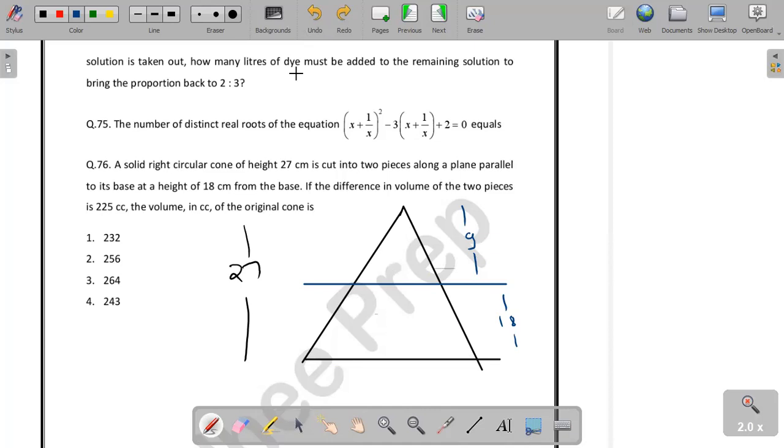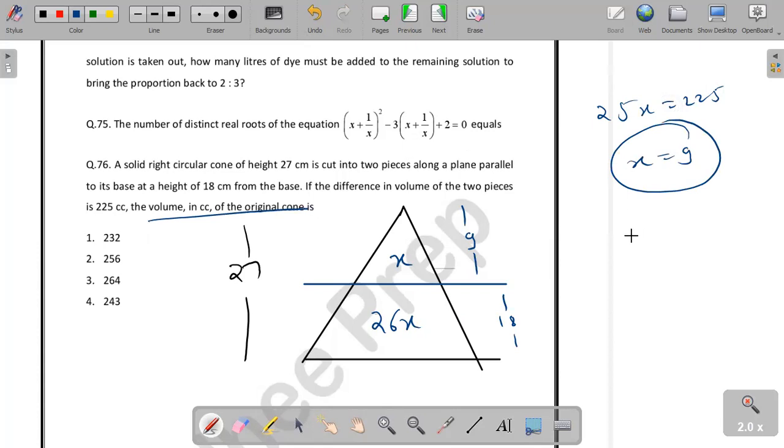So that means if the volume of the total is 27, the volume of this is equal to 1. So this is x, then this would remain 26x. Then the total would be 27x. The difference in the volume of the two pieces, that is 25x, is equal to 225. So x comes to 9. Then the volume of the original cone is 27 into 9, that is 243. 243 should be the answer.